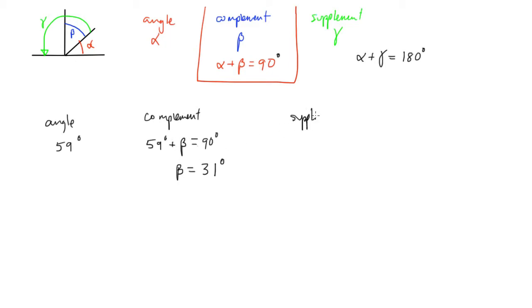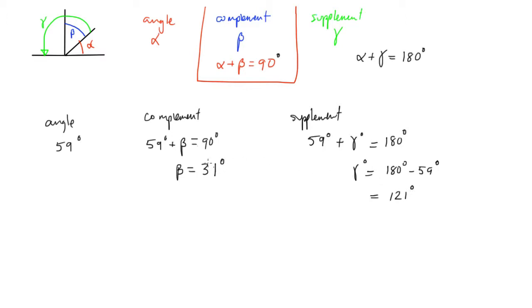The supplement is whatever you need to add up to 180 degrees. So here we'd have 59 degrees plus gamma equals 180 degrees, and then gamma would be, let's subtract the 59 over, so what should we get here? It'll be 180 degrees minus 59 degrees, which would be 121 degrees.